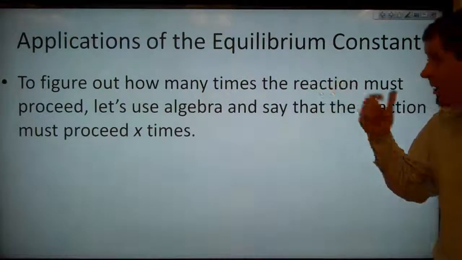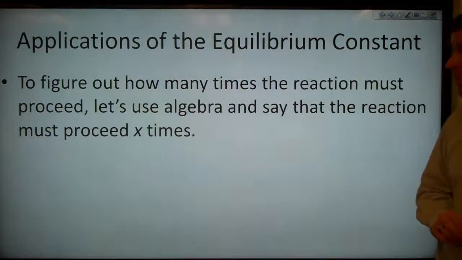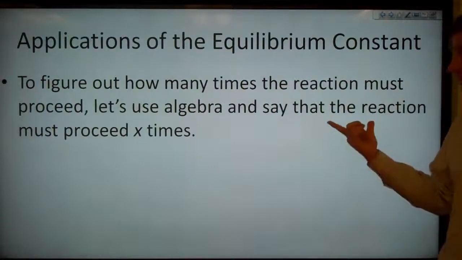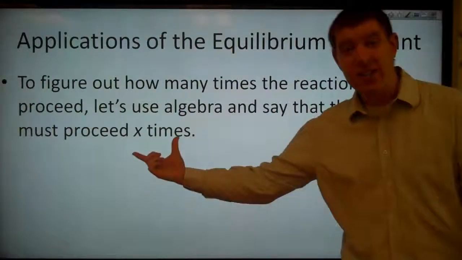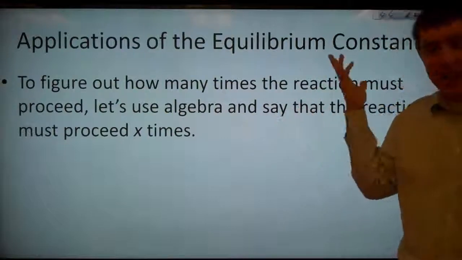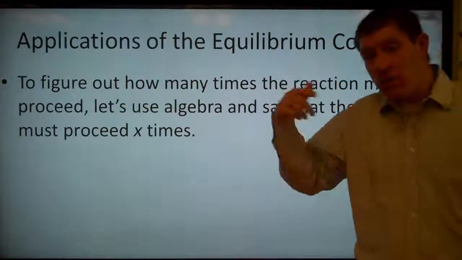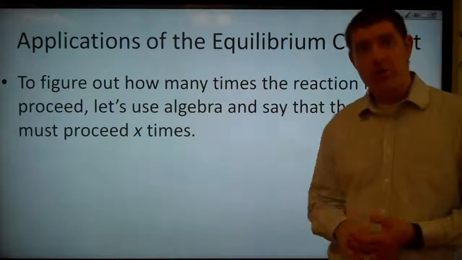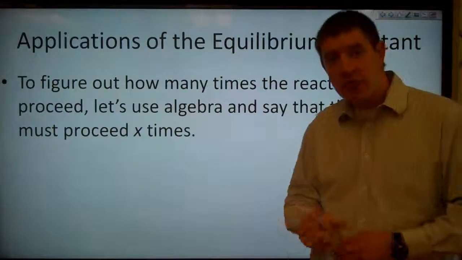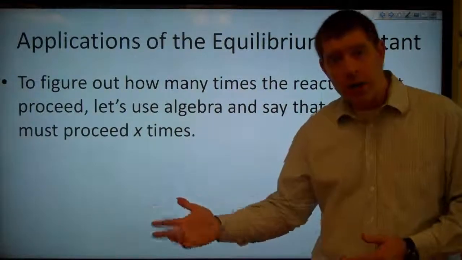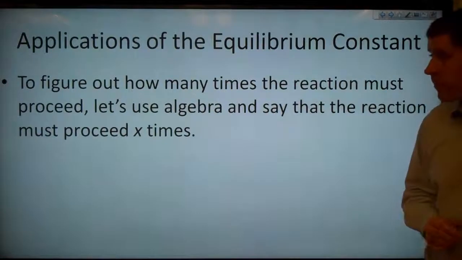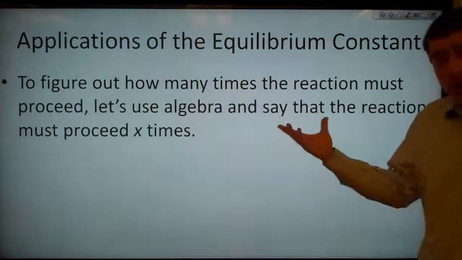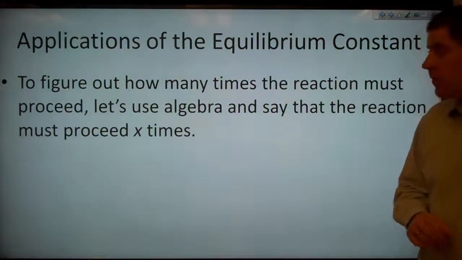So to figure out how many times the reaction has to proceed, let's use algebra and say that the reaction must proceed some X number of times. Note that we could, in this case, go through and just keep guessing, check after a sixth reaction and a seventh reaction and an eighth reaction and so on until we get a ratio there of 16.